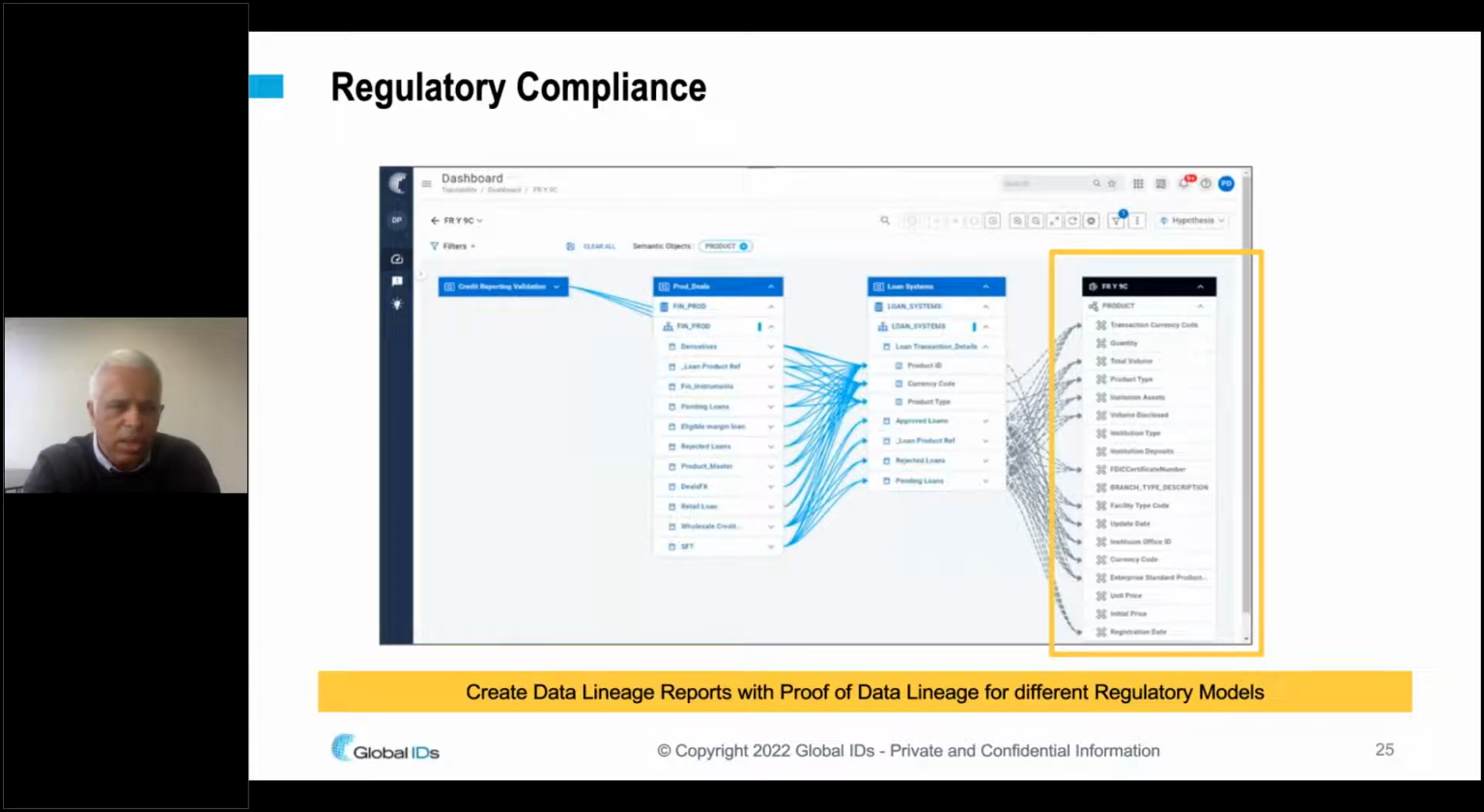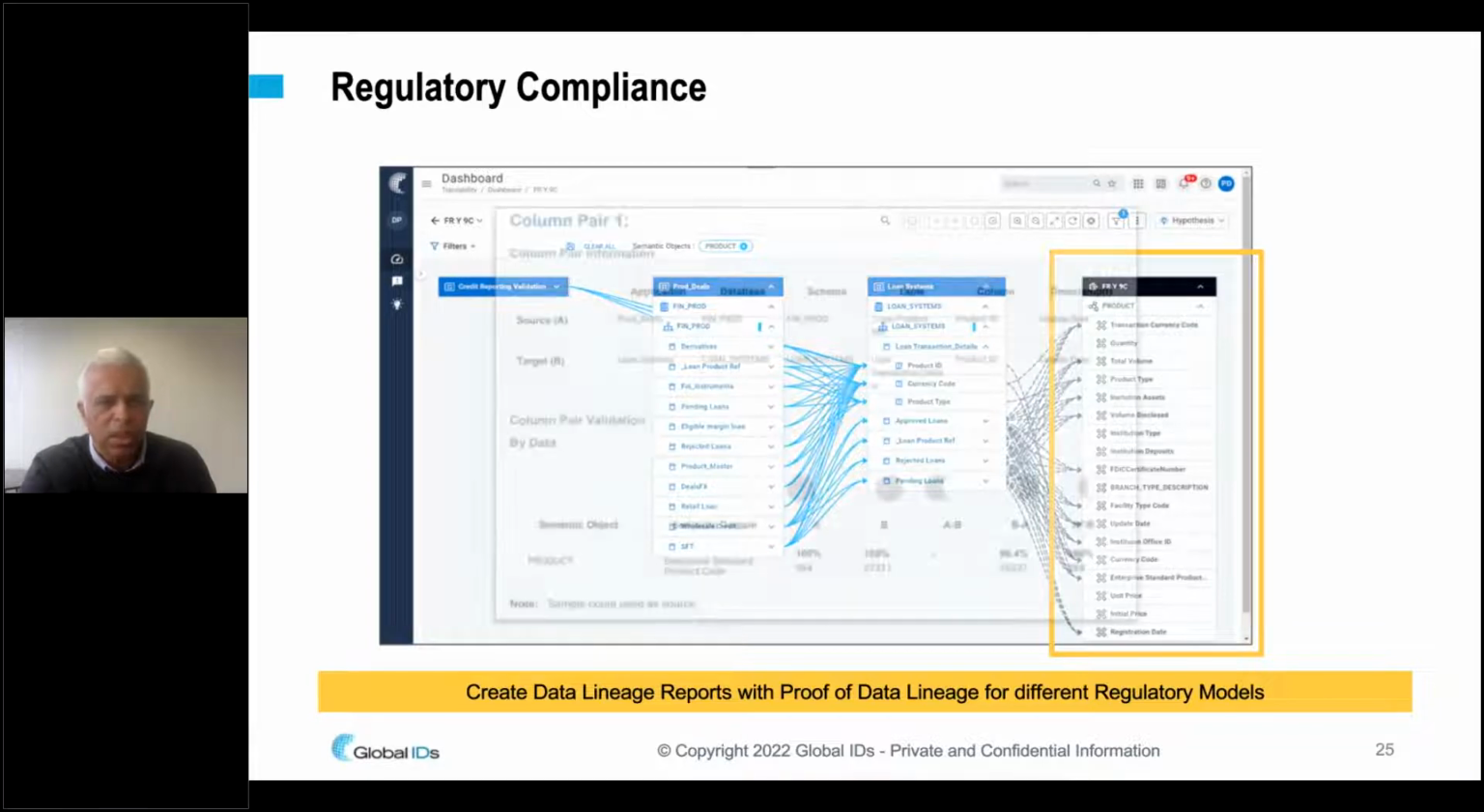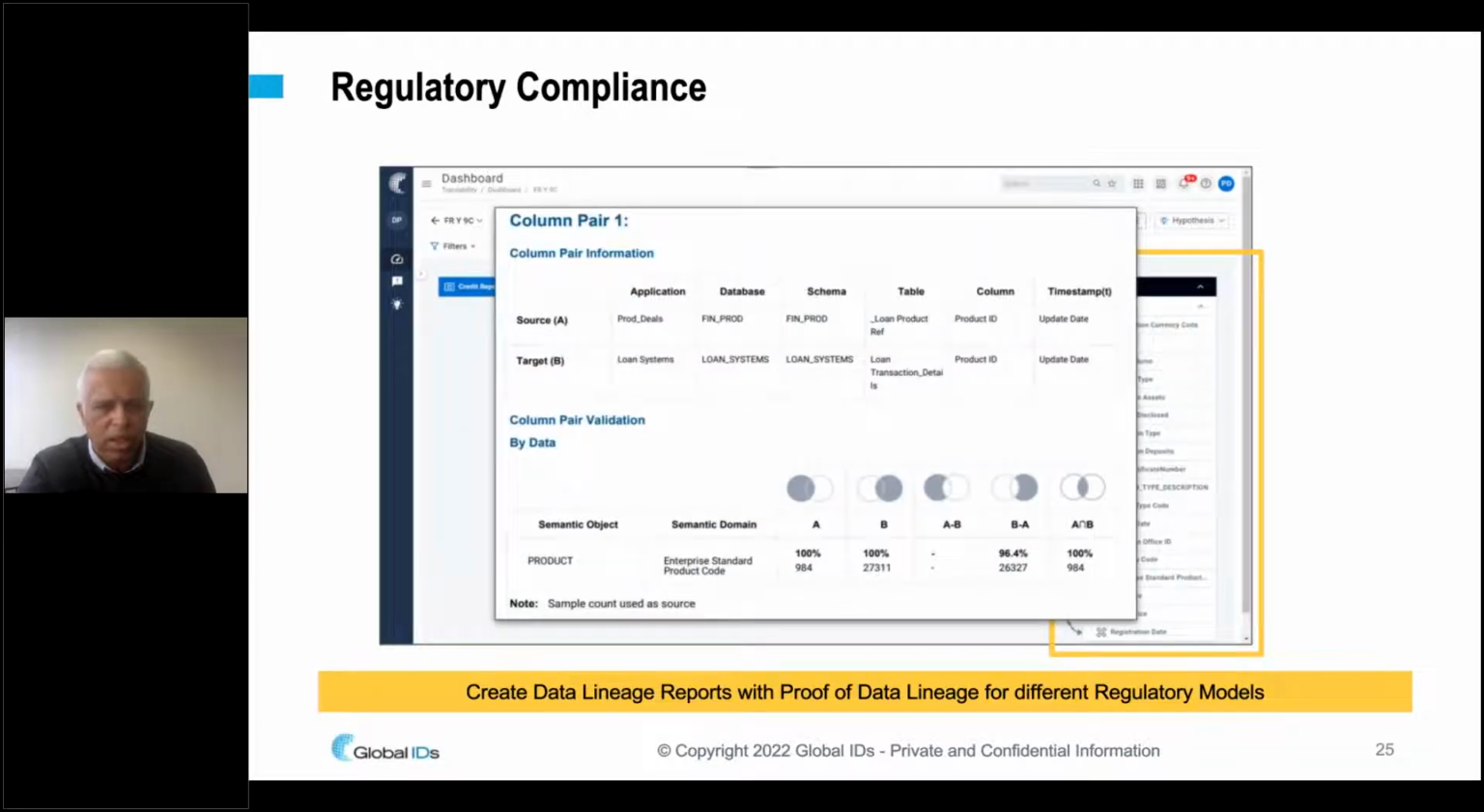Right? So here are all the originating tables, here are the intermediate tables, and this is how data flows. And here's the proof that we didn't make this up: there are actually data overlaps. You can see the Venn diagrams in the middle. The Venn diagram says that for each source and target table, we have proofs of the actual values of the data flowing from the source to the target.